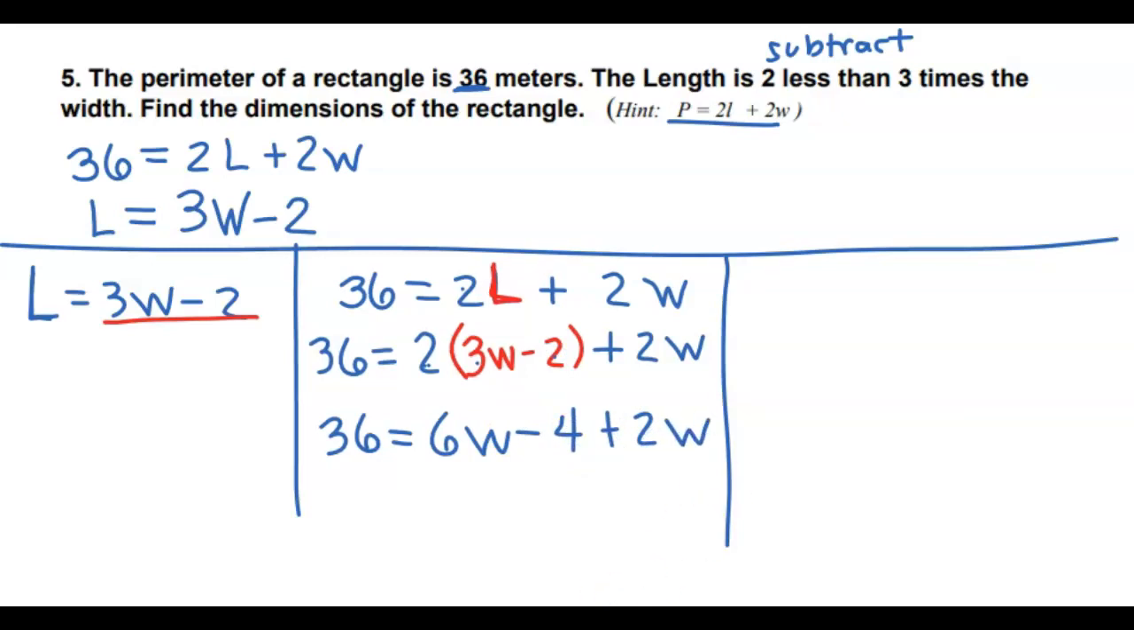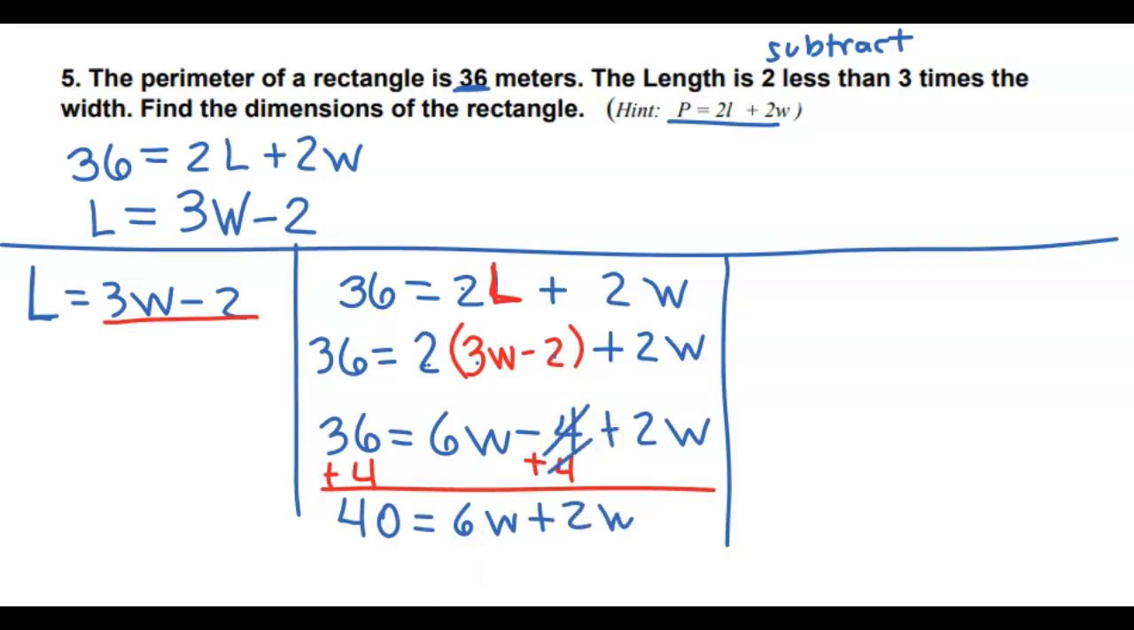I am solving for w, so I need to get the 4 out of the way. So that's going to be 40 equals 6w plus 2w, because I canceled that out, and 6 plus 2 is 8. I'm going to divide by 8, and so I'm going to write it right here because I'm running out of room. The width is going to be equal to 5.